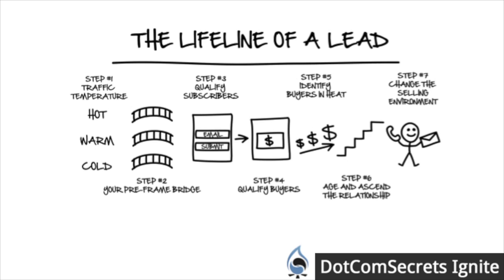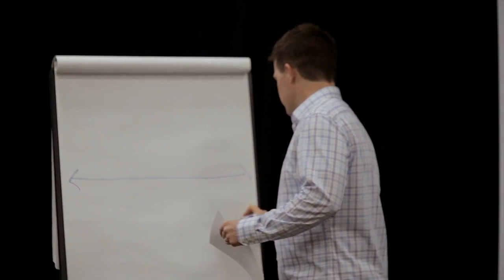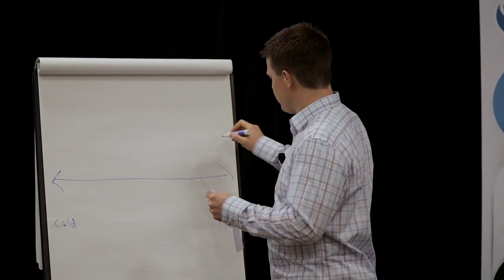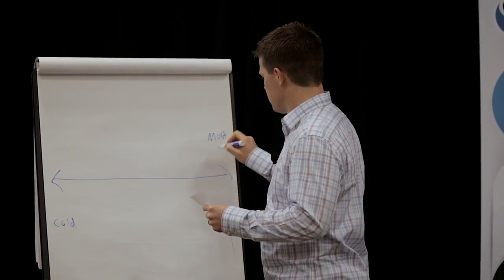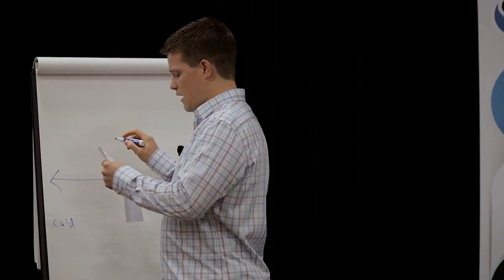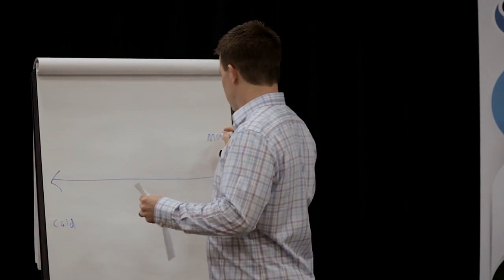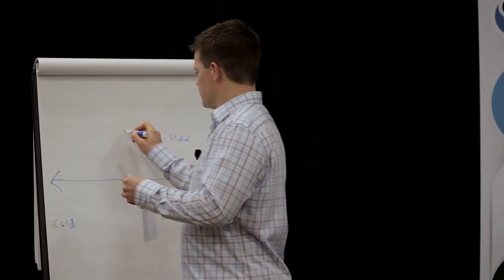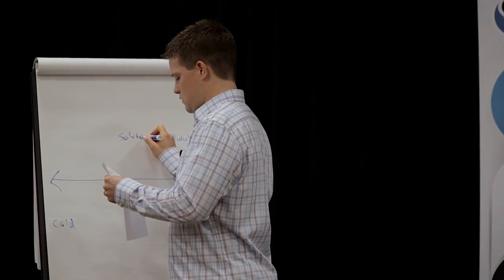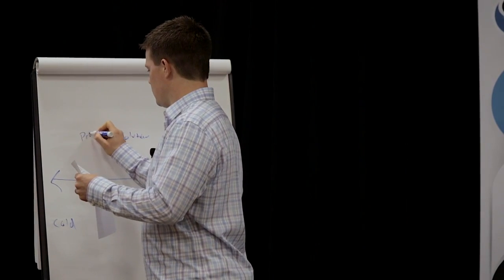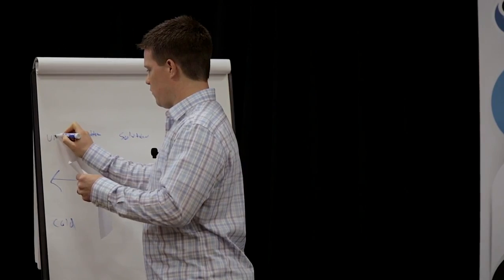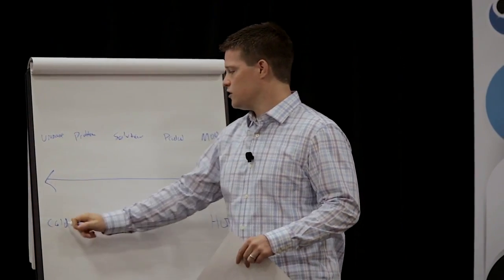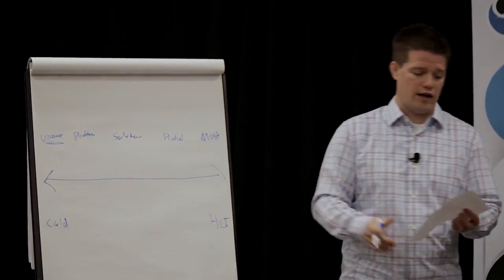Okay, so if you look at this, here's our hot, here's our cold. On this side, you've got most aware, then you got product aware, then you've got solution aware, problem aware, and then they're unaware. Okay, does that make sense? So the cold traffic starts with unaware. Like I don't even know that I want to make money.